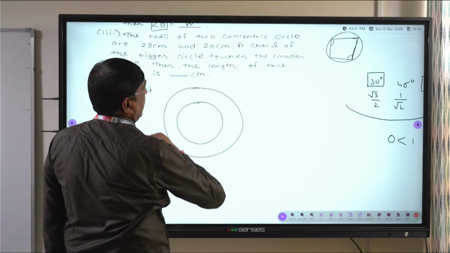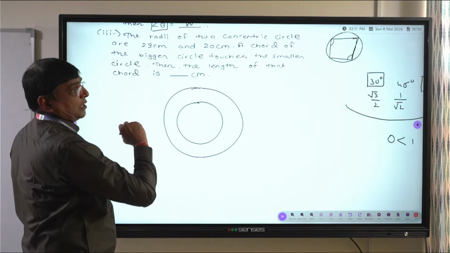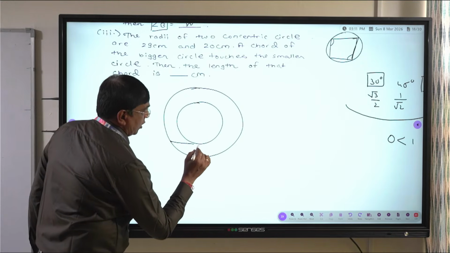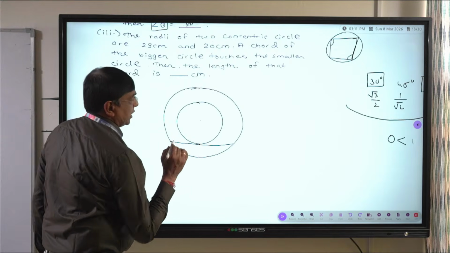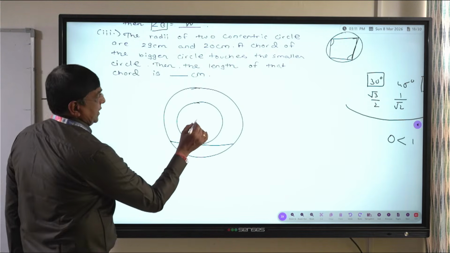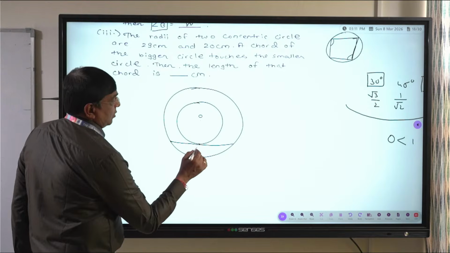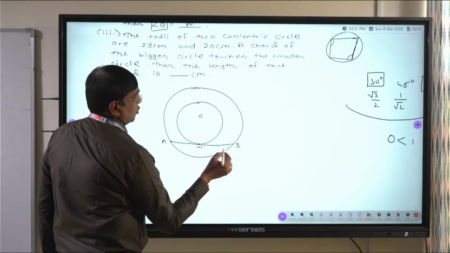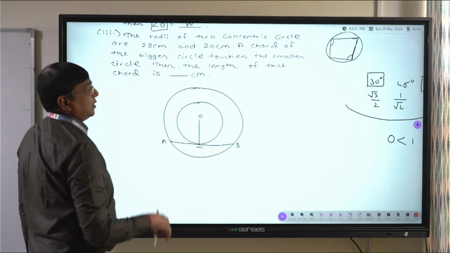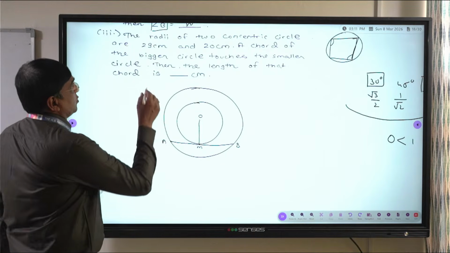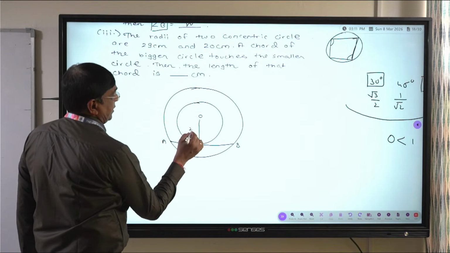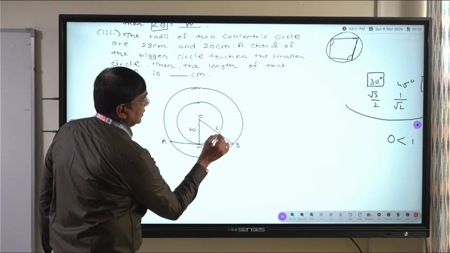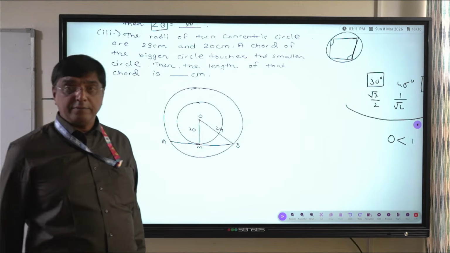Concentric means the center is the same but the radii are different. The chord of the larger circle touches the smaller circle. So we take center O, point of contact M, and chord AB. OM is a radius of the smaller circle, that is 20 centimeter. OB is the radius of the larger circle, that is 29.